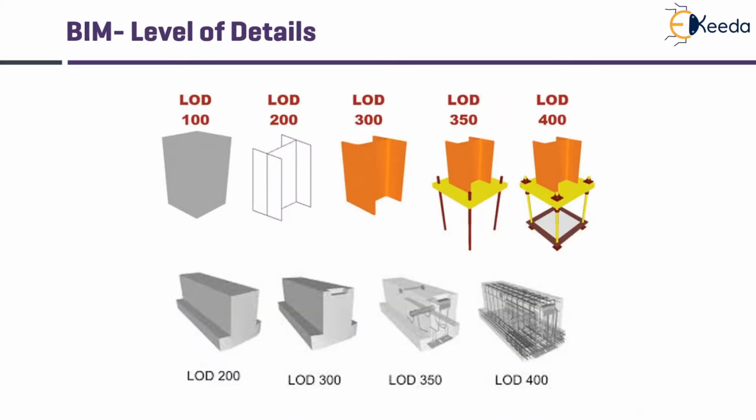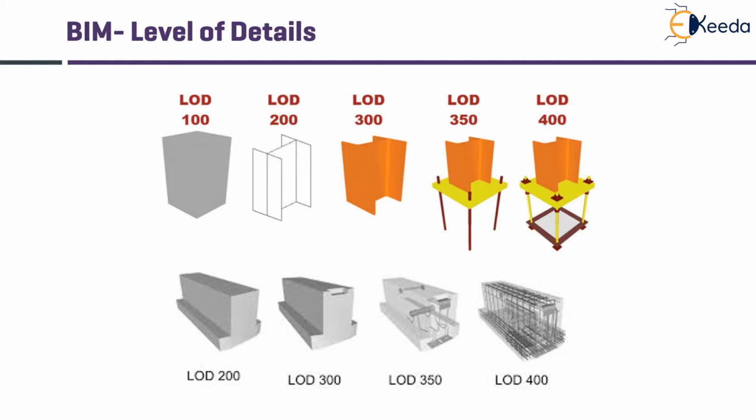Now that we have known that the level of detail in BIM changes from low, medium, high, and very high, this is called as LOD or BIM level of details. The nomenclature goes from 100 to 400 and beyond. Here, the first diagram shows different columns, how the design level of detail changes.